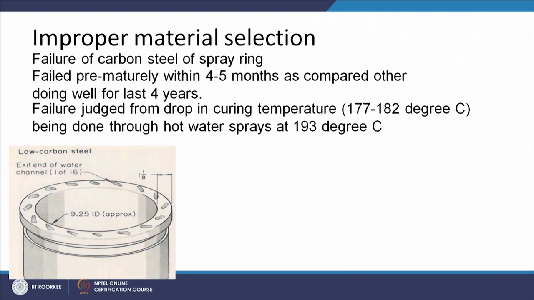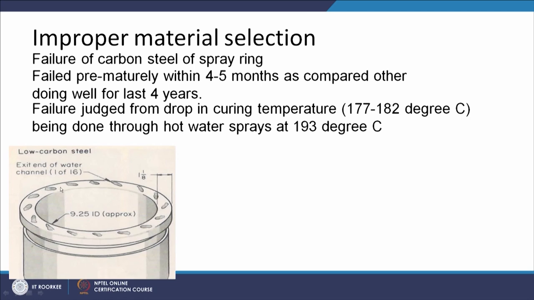We have one typical example where improper material selection leads to the failure of the component. For example, here we can see one nozzle which was being used to direct the jet of hot water for curing of the rubber tire. This jet actually failed prematurely, and this failure was judged through the reduction in temperature during the curing, which was desired. So, a failure of the carbon steel spray ring is the case.